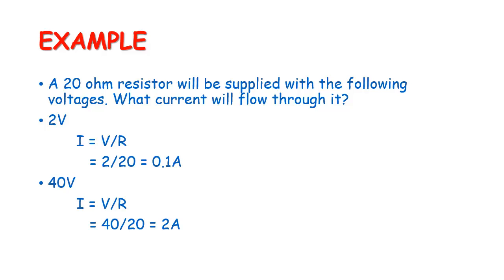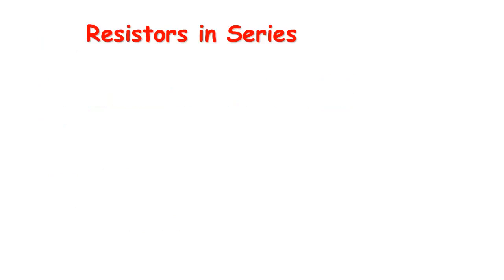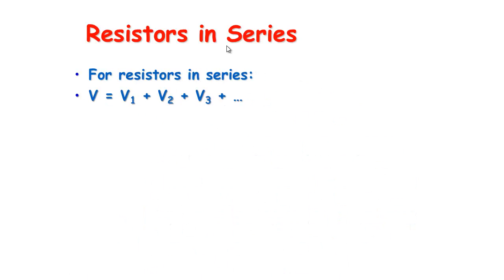Now, generally, we're not going to have nice, simple circuits which just involve one power supply and one resistor. We're going to have a number of resistors. The easiest one for us to work on would be when we place them all in series with one another. So if we've got them in series, if we think about the voltages, we had V equals V1 plus V2 plus V3 plus so on, so on, so on.